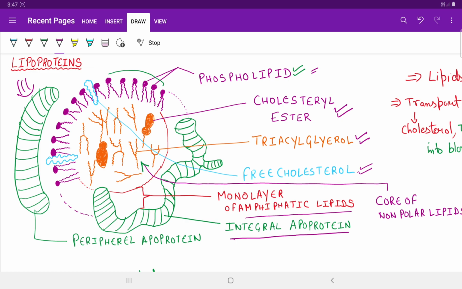Due to this, the lipoprotein is soluble in aqueous solution, because the polar portions of the amphiphilic phospholipids are exposed to the outer side. See these purple dots, these are polar ends of lipids. So this makes it soluble in aqueous solution.